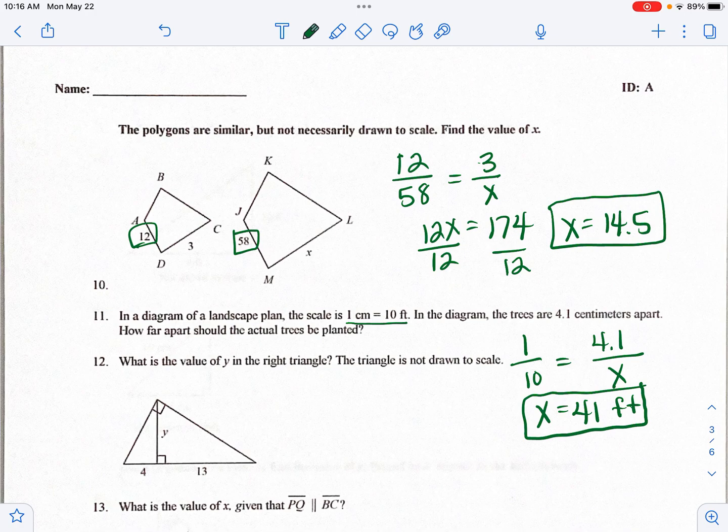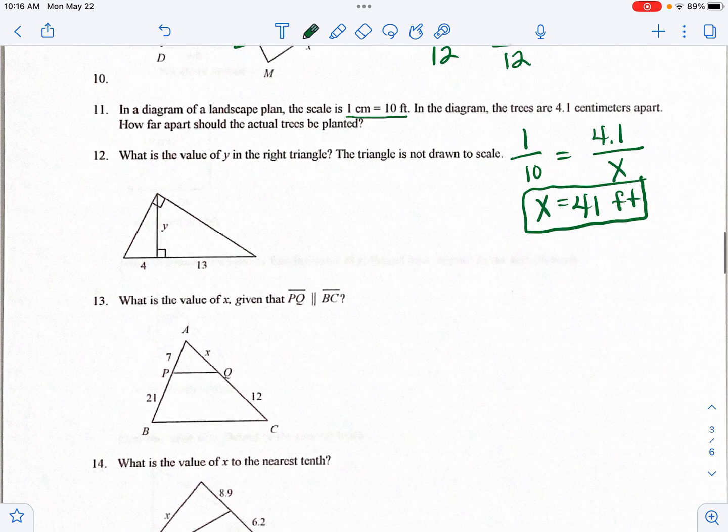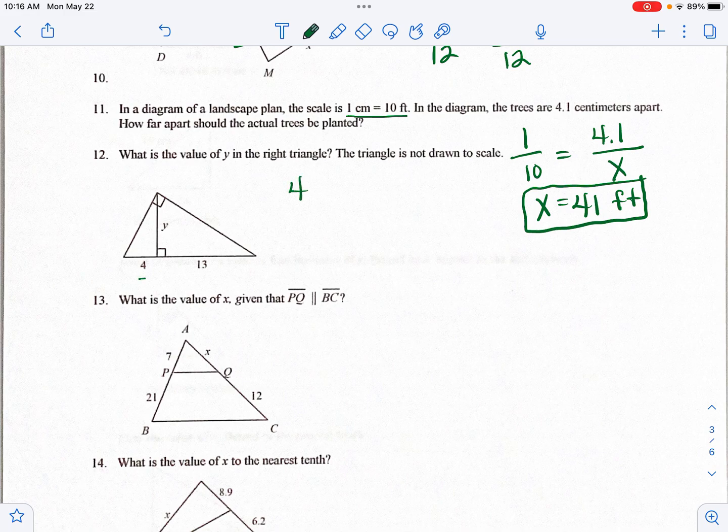Number 12, this is the geometric mean, because we're finding the altitude of a right triangle from the right angle. We did write our little formula down for this one, so go back and look at that one. It's going to be the two segments that the hypotenuse is cut into, along with y, right? The geometric mean, we talked about why that worked. So that's how we're going to set it up. We are going to cross multiply again on this one. We get y squared equals 52.